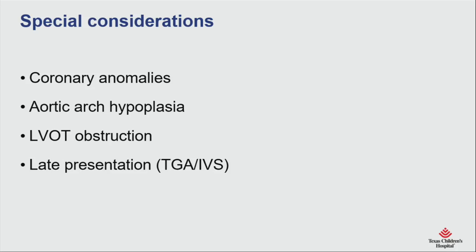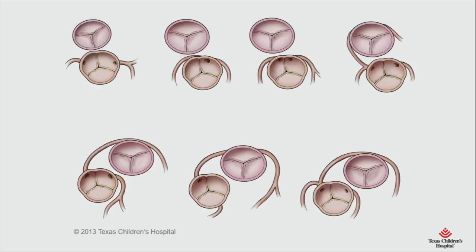So some of the special considerations when we're talking about transposition are coronary anomalies, aortic arch hypoplasia, LVOT obstruction, and late presentation. So let's talk a little bit about some of these special considerations. There's obviously a multitude of coronary patterns. For the most part, most if not all coronary patterns are somehow switchable one way or the other, but some of them actually carry increased risk of a coronary problem afterwards. The usual coronary arrangement is the left coronary coming out of the left-facing sinus, and the right coronary coming out of the right-facing sinus. And then from there, you can have single coronary patterns, you can have juxtacommissural coronaries going around, etc.